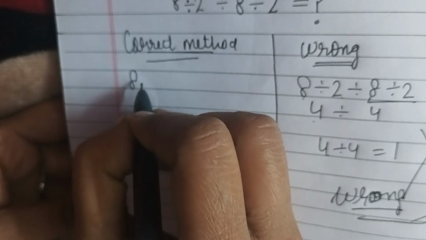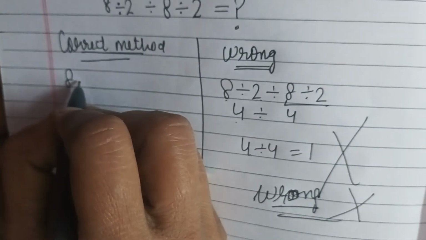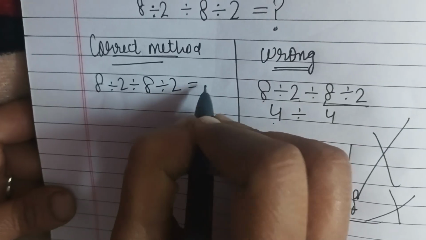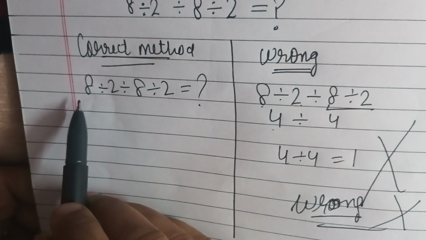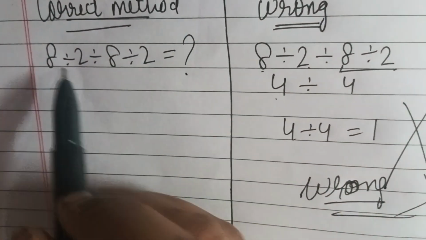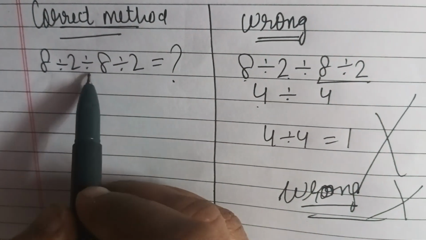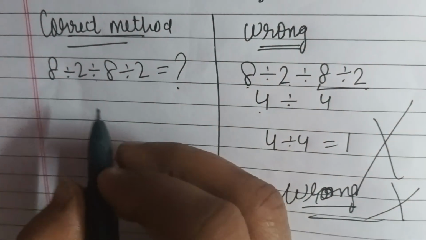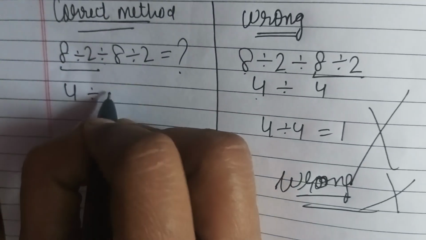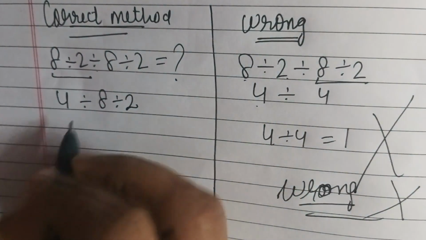So the correct method is 8 divided by 2 divided by 8 divided by 2. So when we have multiple divides, the order of operations is from left to right. First this, then this, then this. So in the first we have 8 divided by 2 is 4. It becomes 4 divided by 8 divided by 2.